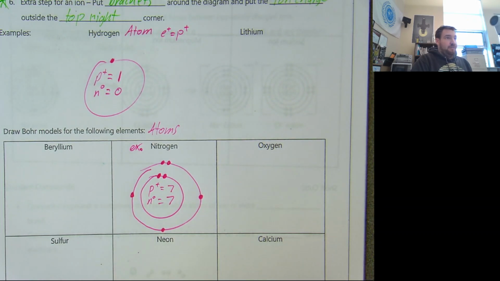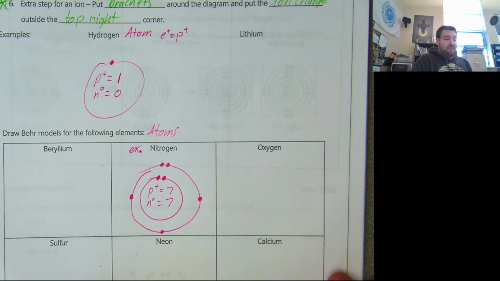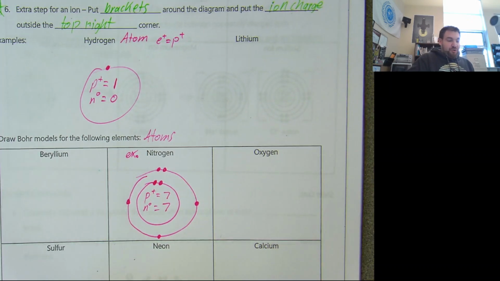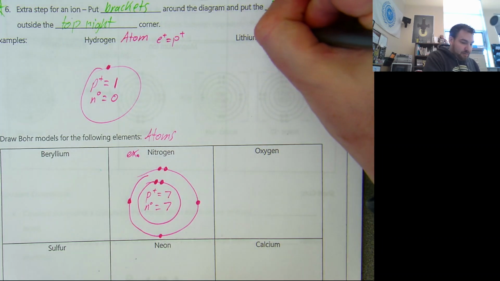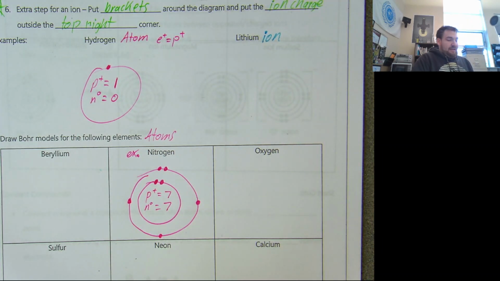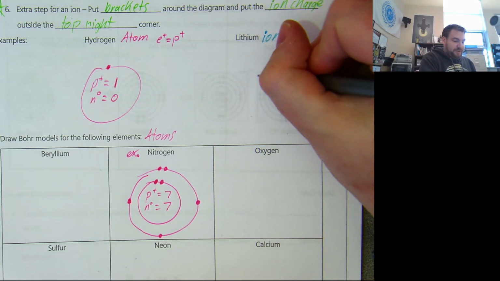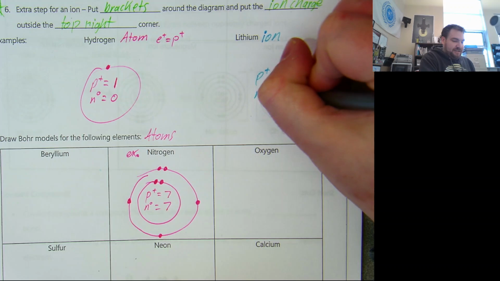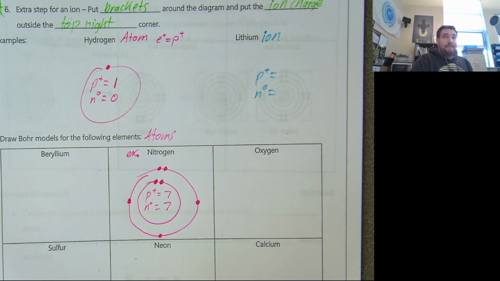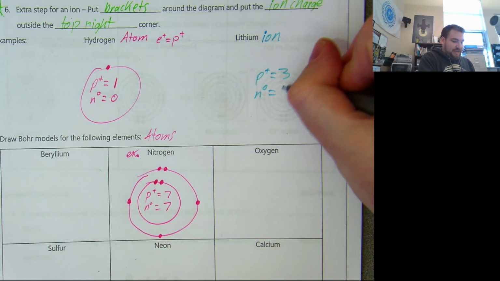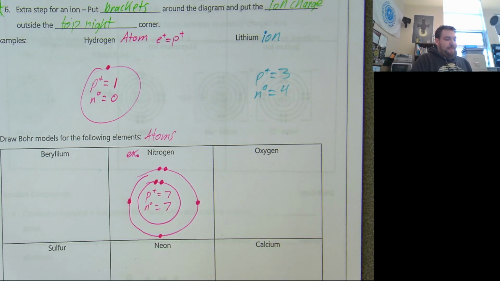So far, so good? Okay, let's look at the ions. Let's go back up here to lithium. We're going to draw a lithium ion. Let's put P plus equals, N0 equals first. The atomic number on lithium is 3. So how many protons are there? 3. The mass is 7. So how many neutrons are there? 4, because 7 minus 3 is 4.